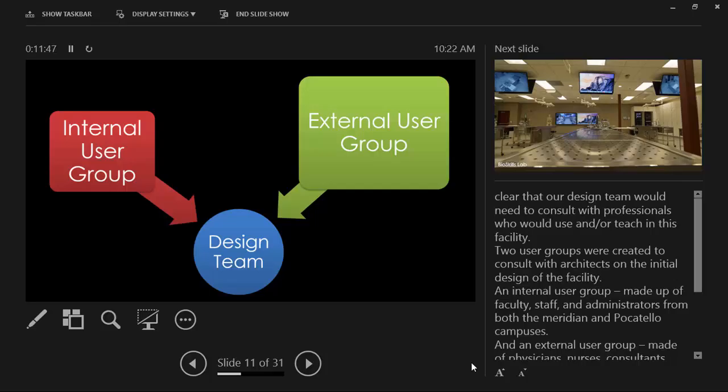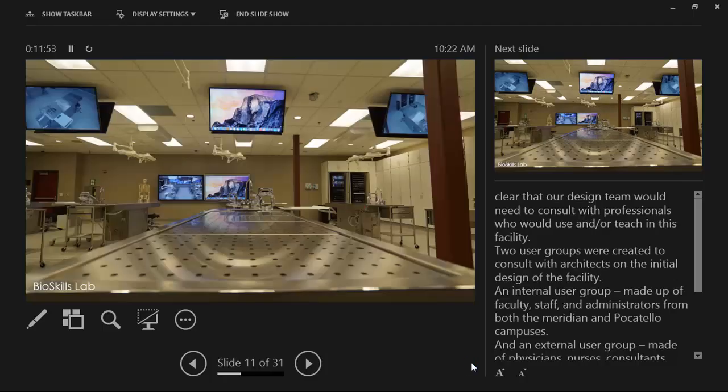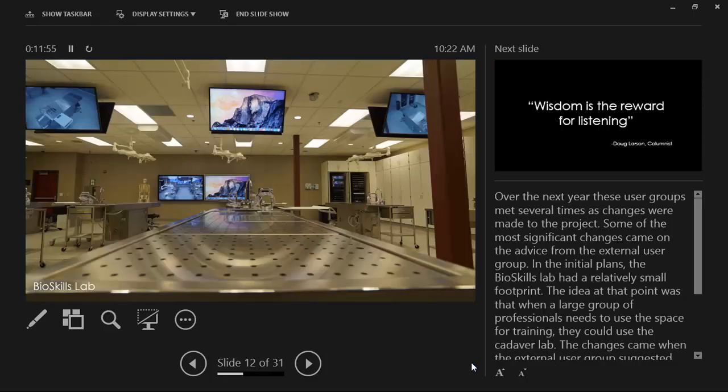And one of the great parts about having the external user group was that we got so much great information about how we would use the bioskills lab. In our original drawing, it was just a small 2-station lab. It really wasn't a big thing, and the idea was that they would use our gross anatomy lab as their learning space.